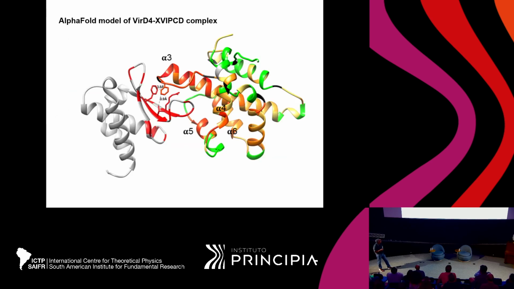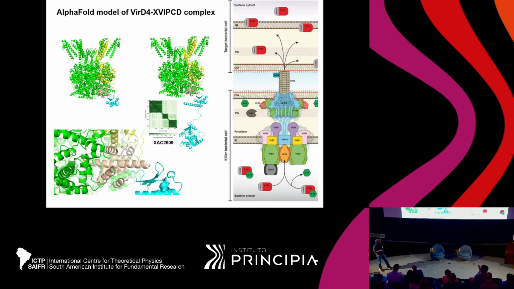And when we do an AlphaFold model for the complex, we actually see that AlphaFold will put the interface between these two domains involving this conserved surface of the XVIPCD domain and this extended loop here on the all alpha domain. And you can see that this XVIPCD domain in all of these toxins seems to be, as shown here, separate from the other domains. This is a peptidoglycan binding domain in the case of this toxin, and this is a glycohydrolase domain in the amino terminus here.